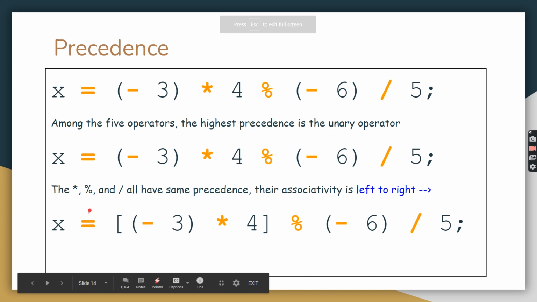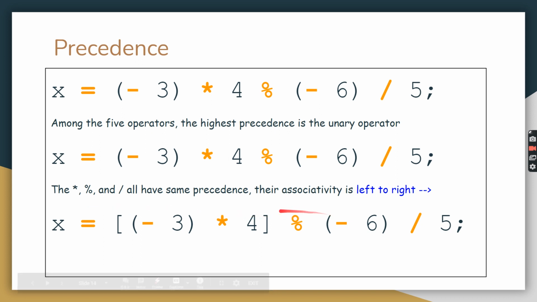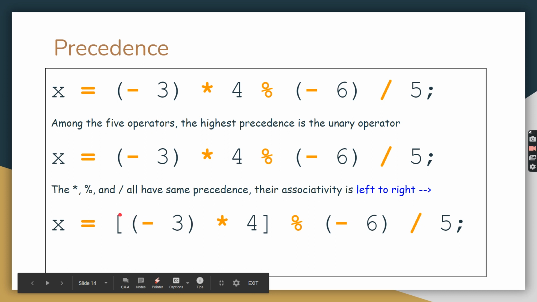So starting from the equal sign, we're going to go from left to right, and the first operator we encounter will be the next one we evaluate. So as you can see here, we encounter the multiplication sign first, so we'll go ahead and enclose in brackets negative 3 times 4. Continuing the same process, we encounter the modulo operator next, and last but not least, we'll encounter the division.